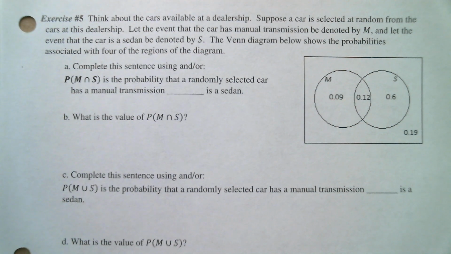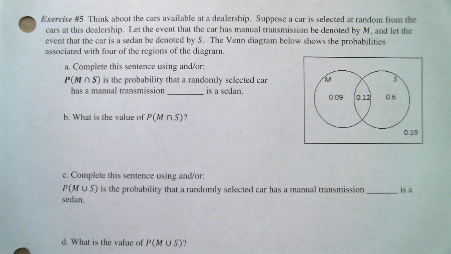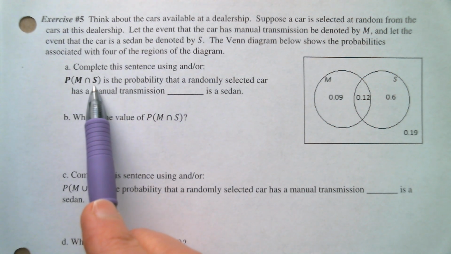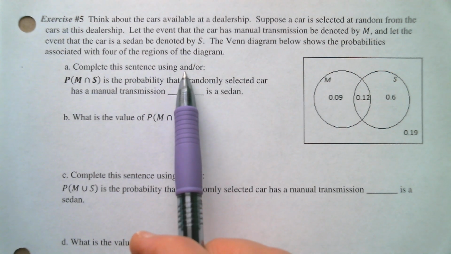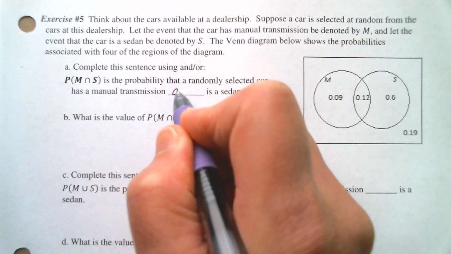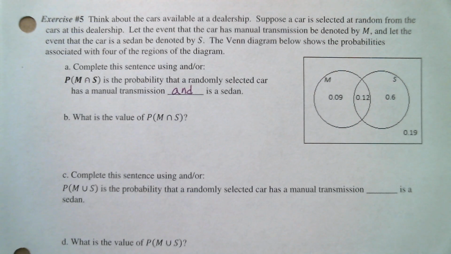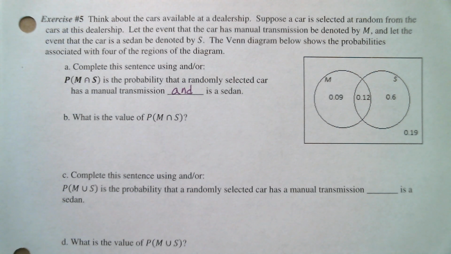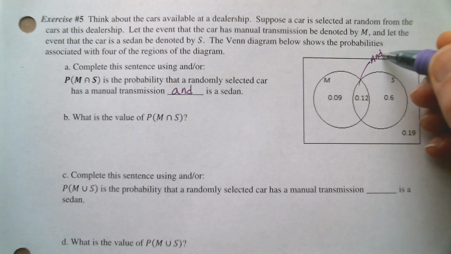Complete this sentence using and or. Hopefully you can do that on your own. So I'll pause. The probability of M, this symbol, S, is the probability that a randomly selected car has a manual transmission and is a sedan. It looks like an A if I put that for and. What is the value of the probability of M and S? Well, the and is the 0.12.